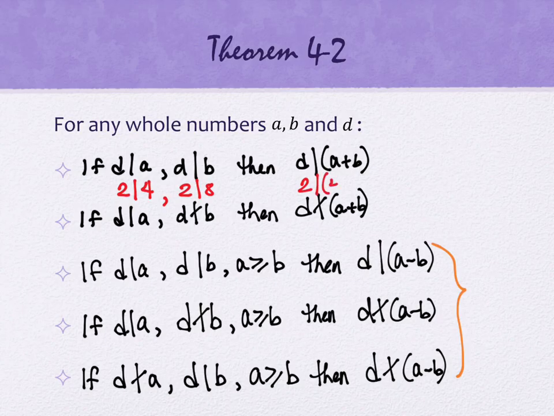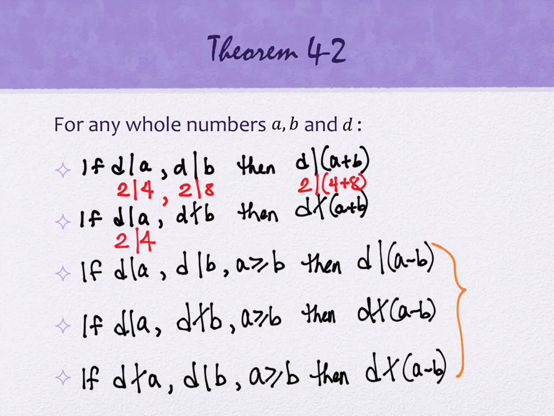Is 2 going to divide 4 plus 8? Yes. Because when I add the 4 and the 8 together, I get another even number, right? Even number plus an even number is an even number, so it's going to divide by the same even number, right? What about if I do that same 2 divides 4?